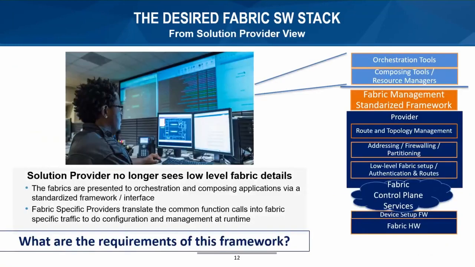and the solution provider no longer sees those low-level fabric details. The developers of the orchestration and composing applications can affect fabric configuration changes via the fabric-specific providers through the library calls or the interface calls. So what does this standardized fabric manager framework look like? What are its requirements? Next slide, please.